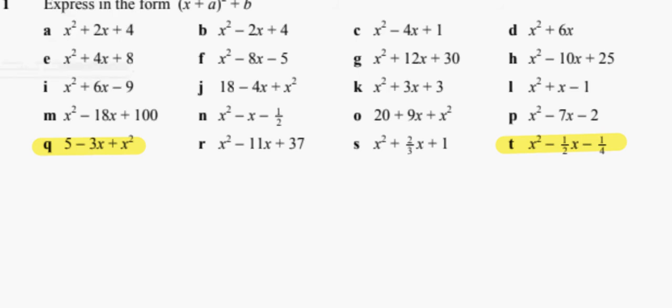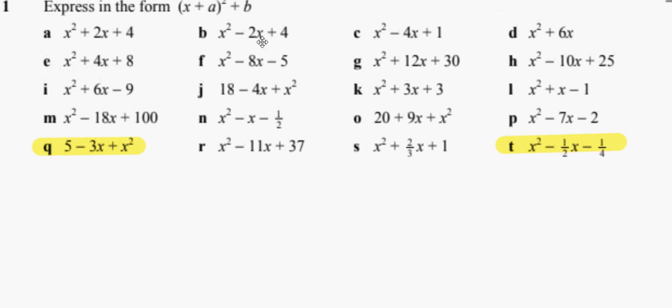Expressing it in the form (x plus a) squared plus b, the following. Now, q here is only different in the following regards. I just rewrite q as I would normally: x squared minus 3x plus 5. It becomes the questions we did all this week.